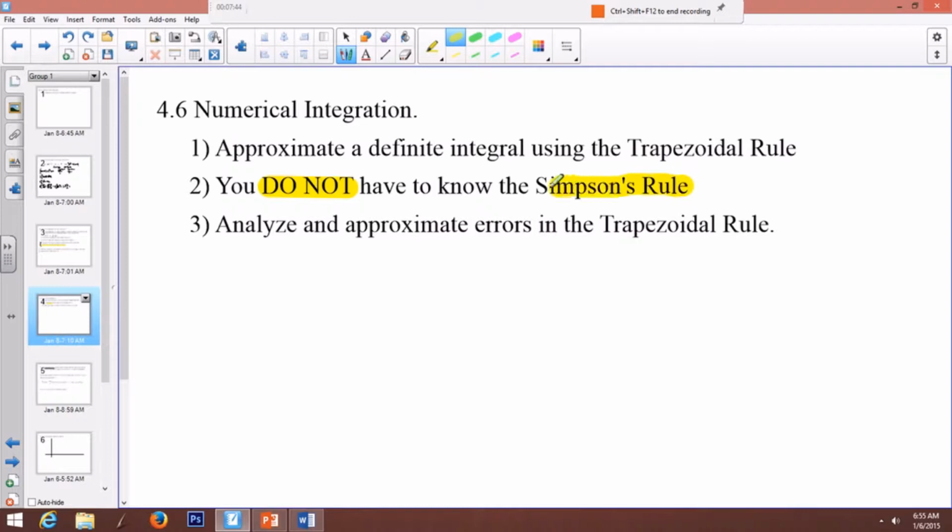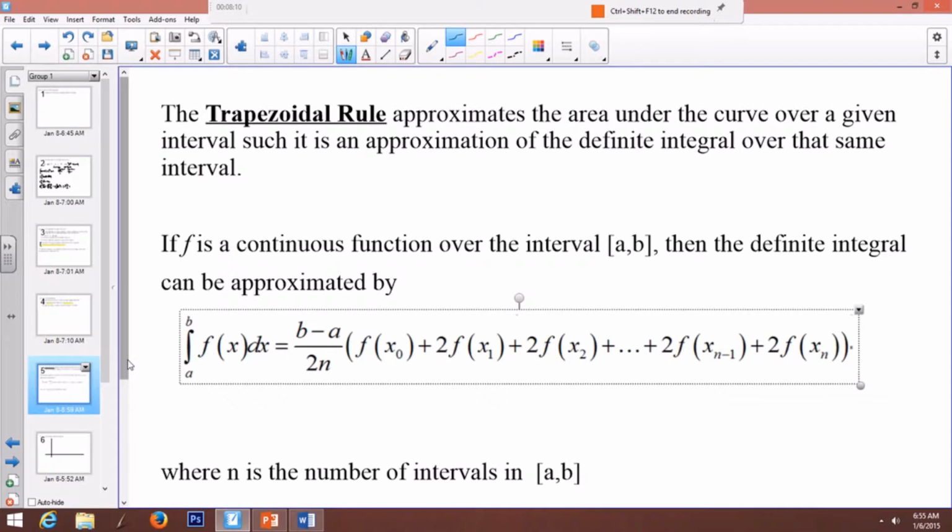Simpson's rule is similar to the trapezoidal rule. It's a little bit more challenging, but for the purposes of this class, anytime the homework asks you to do Simpson's rule, just throw that portion out. So I'm cutting that out of the homework, okay? And then we're going to talk about finding how much error there is when you use the trapezoidal rule to approximate that integration. Okay, so the trapezoidal rule approximates the area under the curve over a given interval.